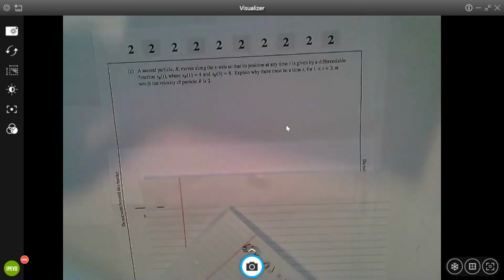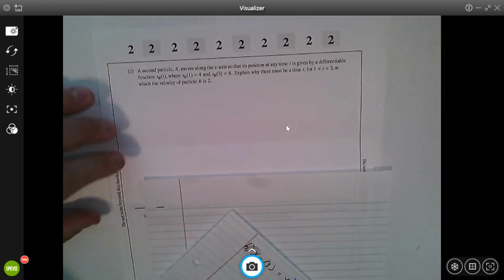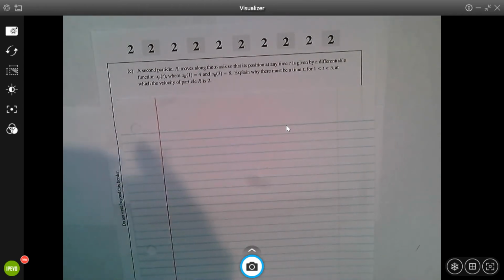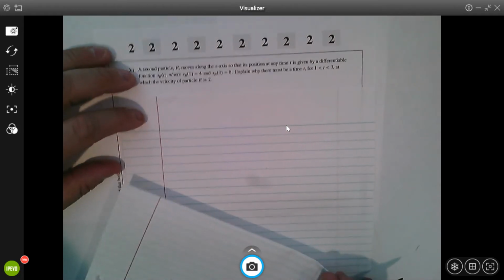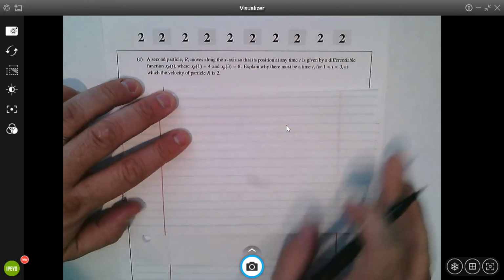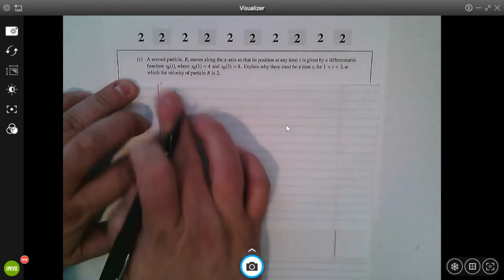All right, let's see what's going on in Part C. In Part C, we're told about a second particle. Now, this is becoming a much more common occurrence with the College Board. Particle motion gets a little more complicated because now we're going to talk about a second particle. Let's see what's going on.